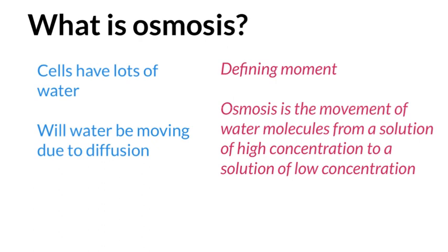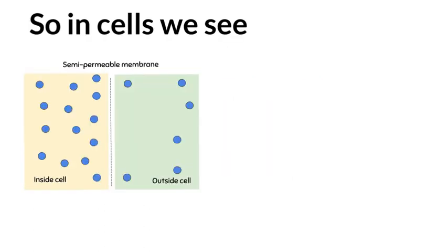And as I put here in the defining moment, osmosis is the movement of water from where there's lots of water, or high concentration, to low concentrations of water. Now this becomes really, really important, and it can mean a life or death situation to a cell. But there's more about that a bit later on.